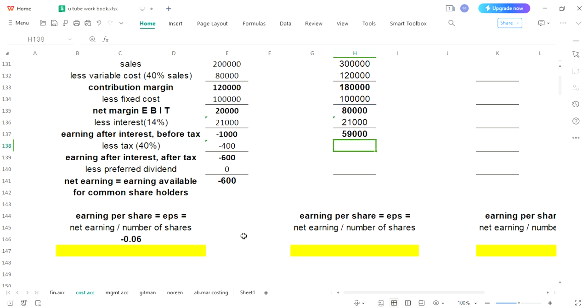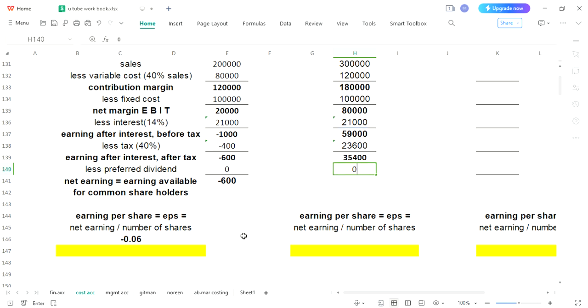We have got our earning after interest, 59,000. Tax would be calculated at 40% upon previous income. 59,000 is your previous income, and you will calculate 40% as your tax. After calculation of tax, we are now open to calculate earning after tax by subtracting the amount of tax from previous earning, 59,000, the earning before tax, and you will get earning after tax.